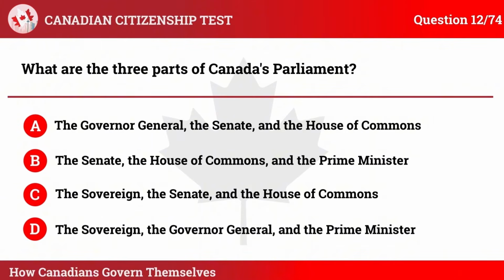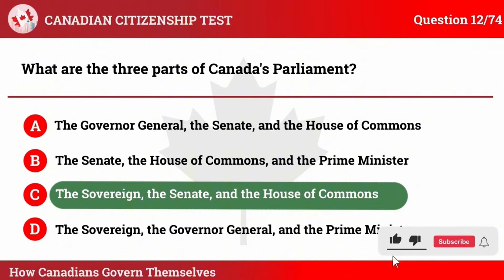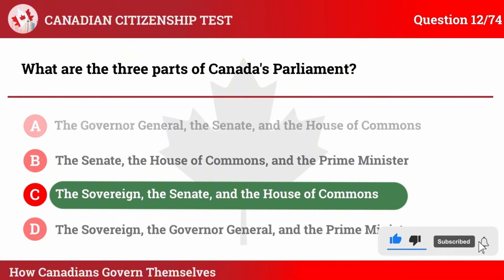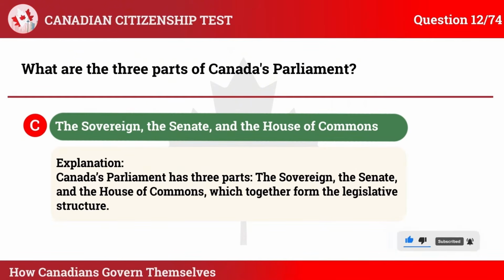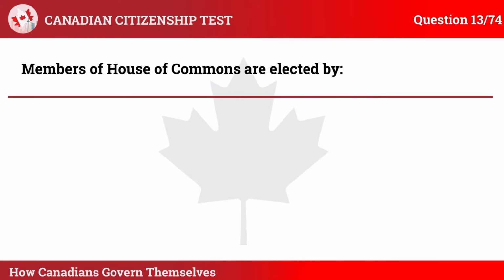The correct answer is C. The Sovereign, the Senate, and the House of Commons. Explanation: Canada's Parliament has three parts: the Sovereign, the Senate, and the House of Commons, which together form the legislative structure.